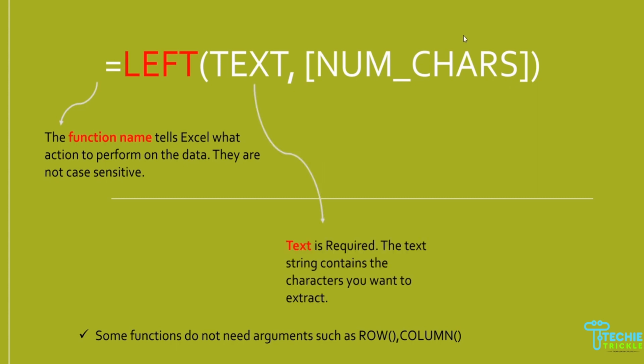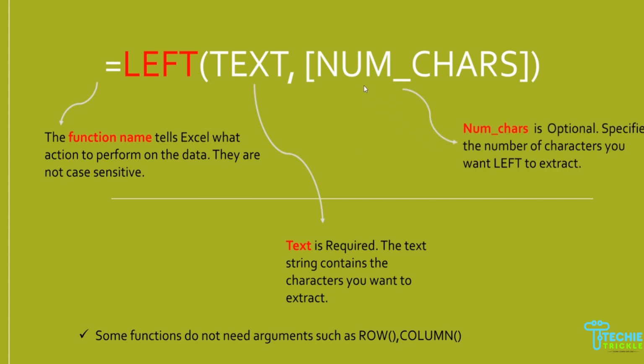The first one here, I have taken the left function. You can see this text. Text is a required field, and it will carry the string with the characters that you want to extract. The next argument is num chars. That is an optional field, and it specifies the number of characters you want the left function to extract. This is a little bit complex, so let's see how it goes with a practical example.